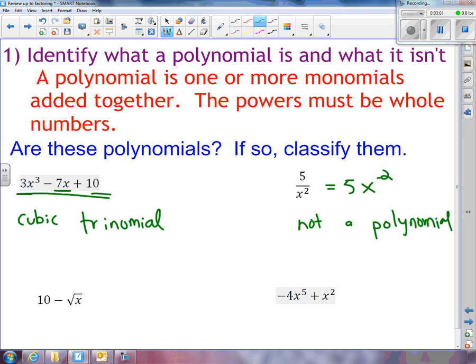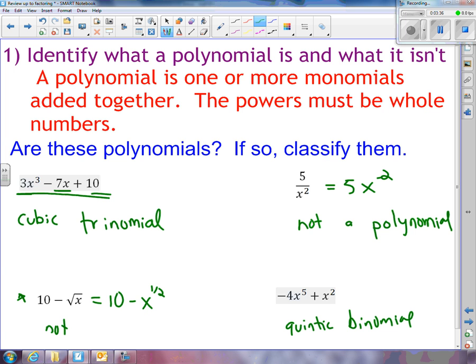Okay, so now this one here is also not a polynomial because of the square root. The square root really means x to the 1/2. That 1/2 is not a whole number, so it's not a polynomial. Now this one here is a polynomial because its powers are whole numbers and there are just 2 terms added together. Because the power is 5, that's a quintic. And there are 2 terms, so it's a binomial.